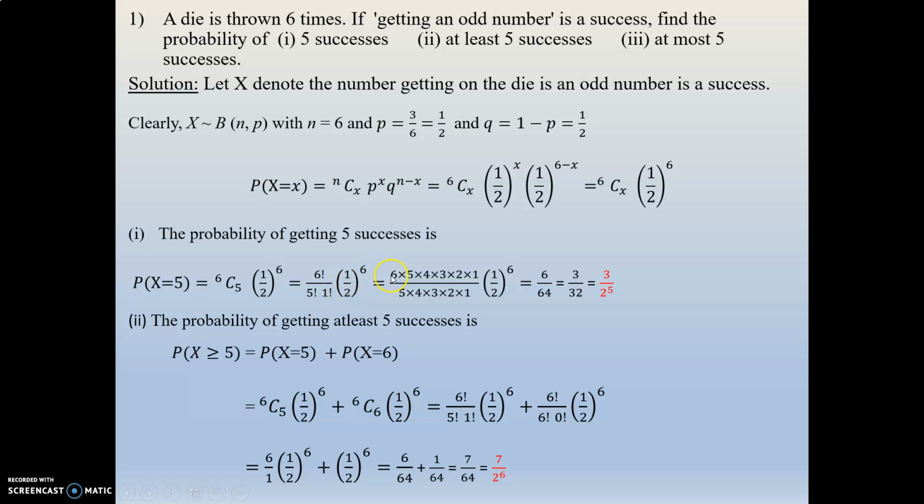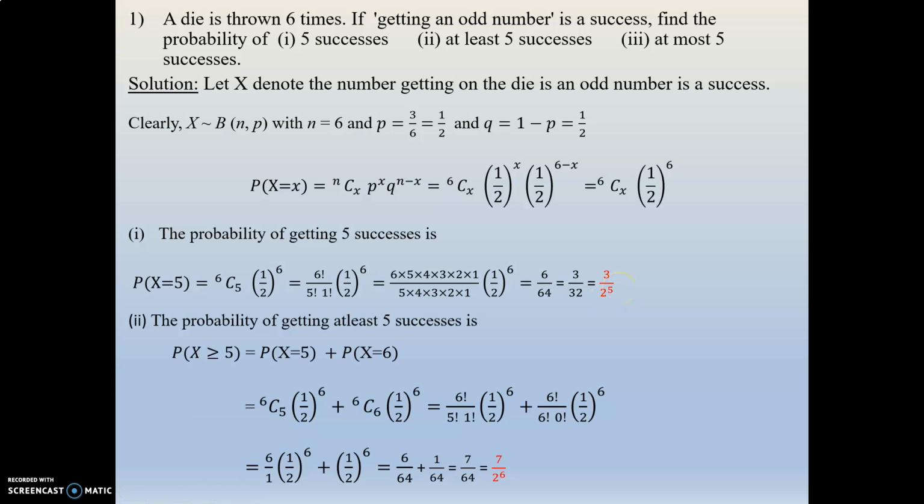So 6 factorial can be written as 6 into 5 into 4 into 3 into 2 into 1, upon 5 factorial expanded like this, and 1 factorial is 1. We can cancel 5, 4, 3, 2, 1 in the numerator and denominator. So the only number remaining in the numerator is 6, and 1 upon 2 raised to 6 can be written as 1 upon 64. Cancelling, you will get 3 upon 32, which can also be written as 3 upon 2 raised to 5. That is the answer for the first question.